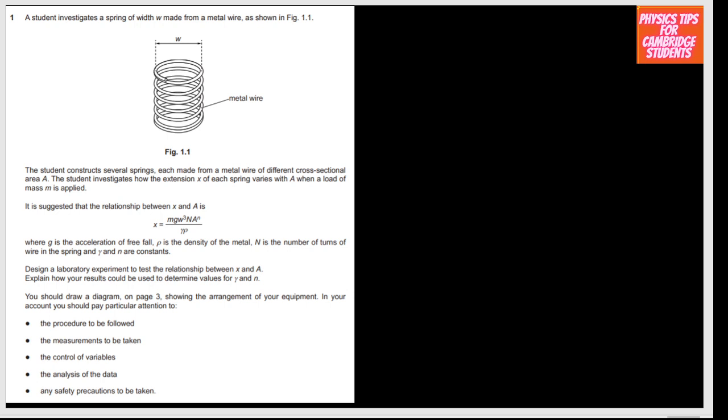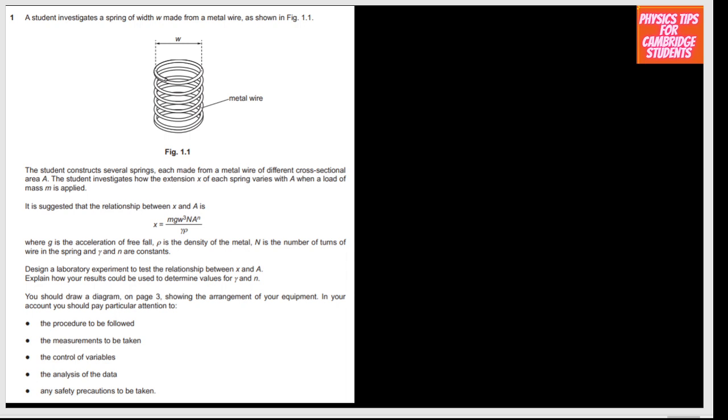Right, so the first case is to read the question, right? So I said you read the question twice so that you get a feel and an understanding of what's going on. A student investigates a spring of width W made from a metal wire as shown in figure 1.1.